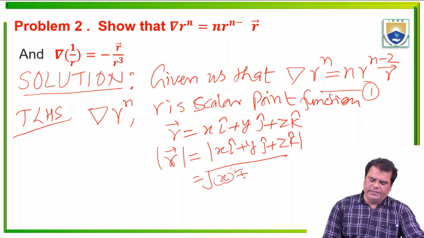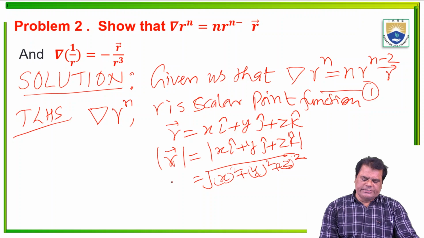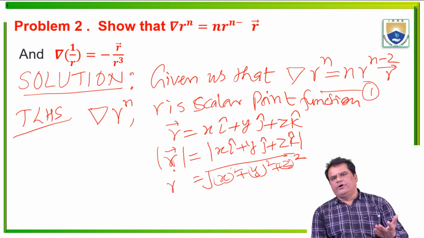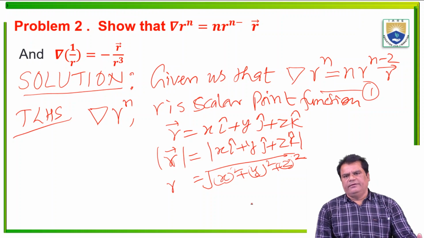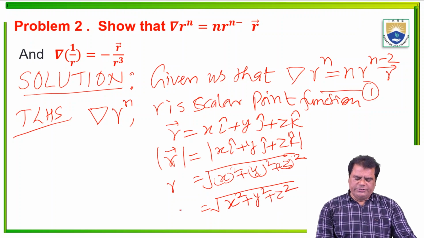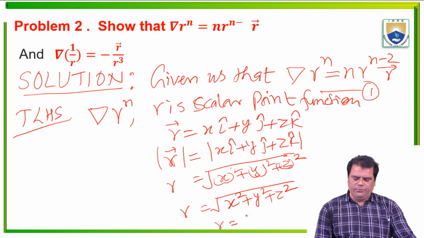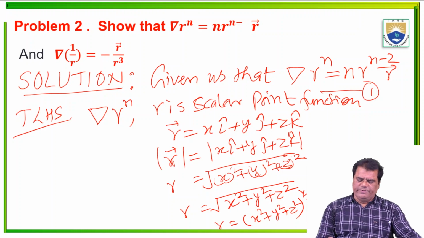So the mod is under root x square plus y square plus z square, the mod of vector r. So this is scalar r. After taking the mod of vector r, that is converted to small r. Small r is a scalar. We are taking the mod of the vector r, so that is under root x square plus y square plus z square. Okay, so this is r. This is scalar: r equals x square plus y square plus z square whole to the power half. This is vector r.